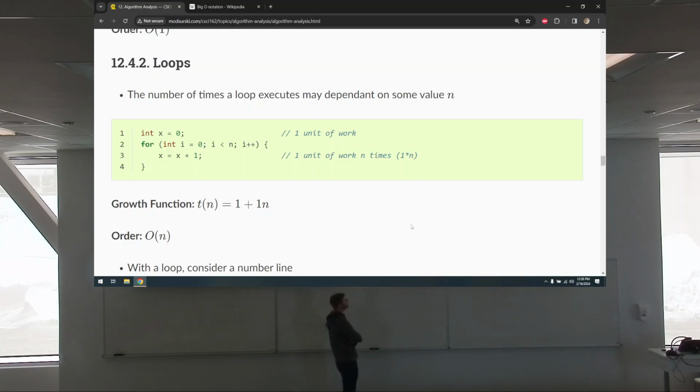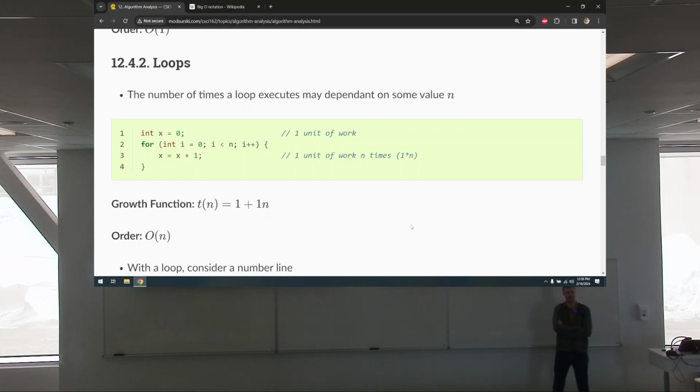Hell, n could be 1,000,000. And if n's always 1,000,000, it's constant time, because n isn't really changing. So it's not that it's a loop. It's that the amount of time the loop is going to run is something that can be changed. Is that clear?